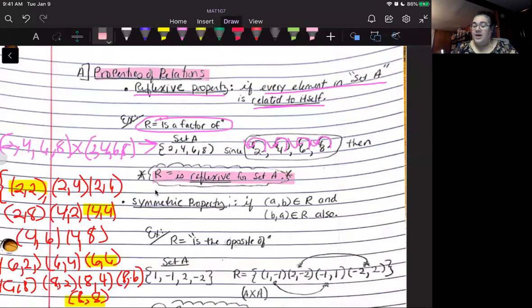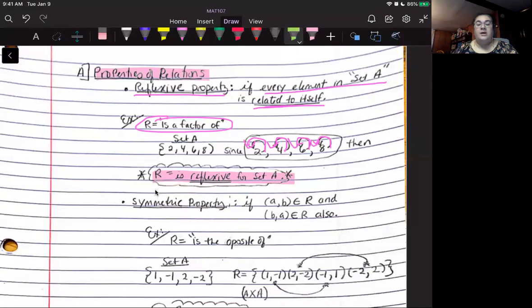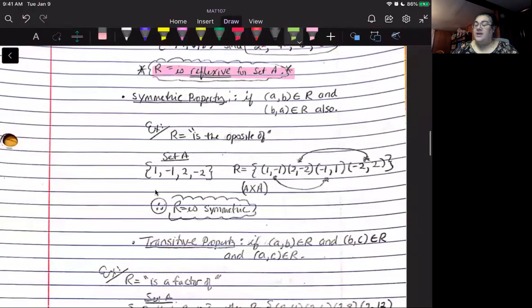I'm going to go ahead and get rid of the work we did here on the side, so this is a little more readable. There we go. And let's continue. Now we're moving on to the next property. The next property is whether or not it's symmetric.